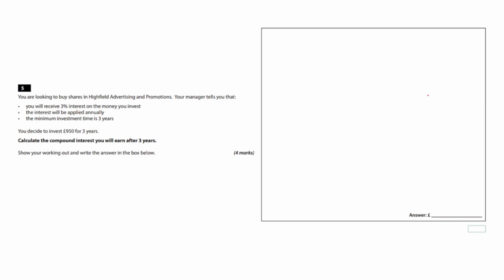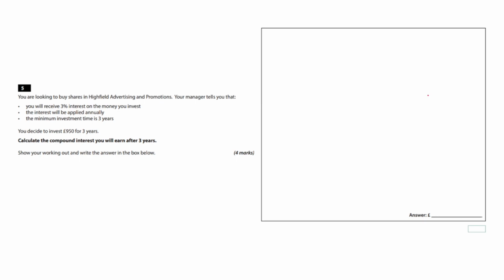Question 5. You are looking to buy shares in Highfield Advertising and Promotions. Your manager tells you that you will receive 3% interest on the money you invest. The interest will be applied annually. The minimum investment time is 3 years. You decide to invest £950 for 3 years. Calculate the compound interest you will earn after 3 years. Show your working out and write the answer in the box below.